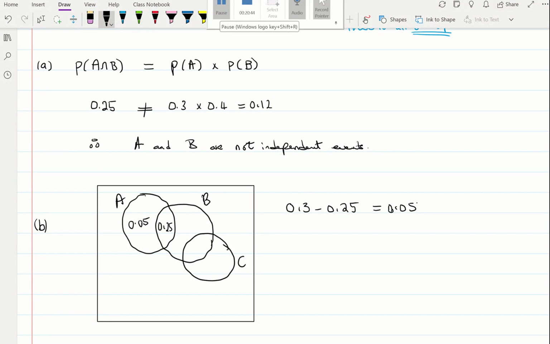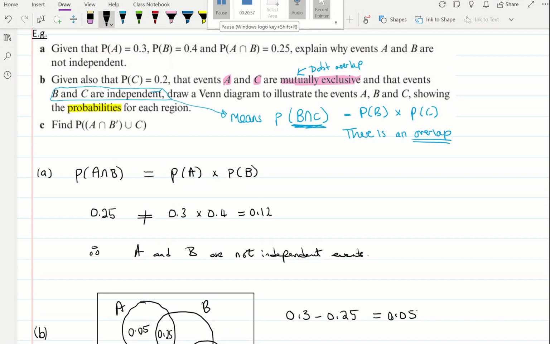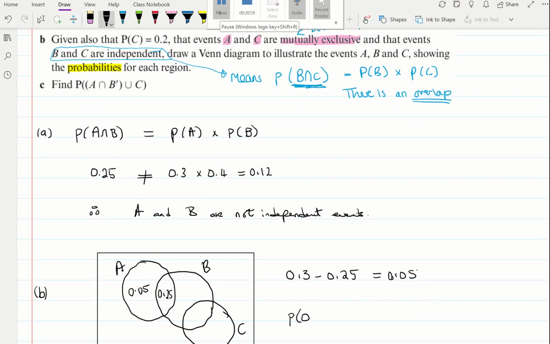I also, before I find out this part, I need to find the overlap between B and C. So the probability of B is 0.4, and the probability of C is 0.2. When I multiply them, I get 0.08, so that is the overlap.